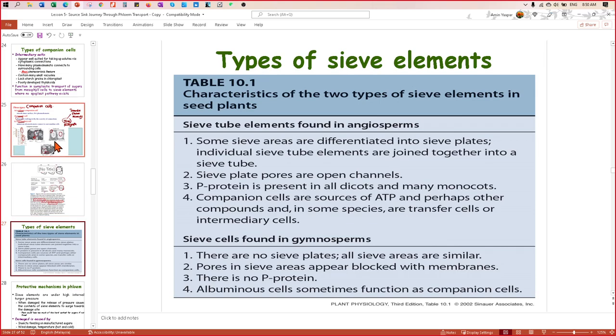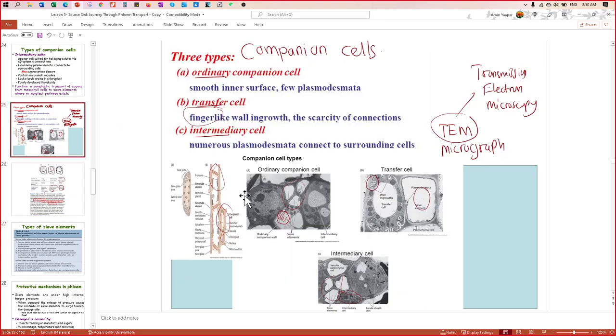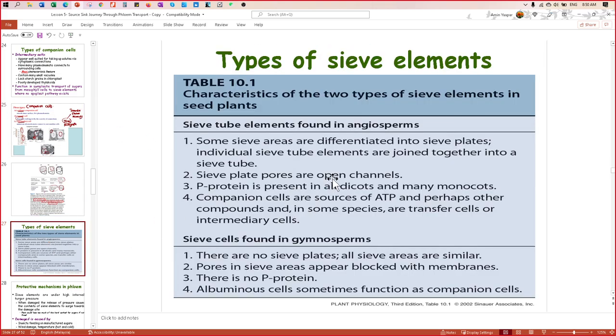All right, so let's look at the types of sieve elements. I know we have been talking about the companion cells, but let's talk about the sieve elements. Your companion cells will be connected to the sieve elements. Is there any type? Well, we can distinguish between the sieve elements found in angiosperms and gymnosperms.